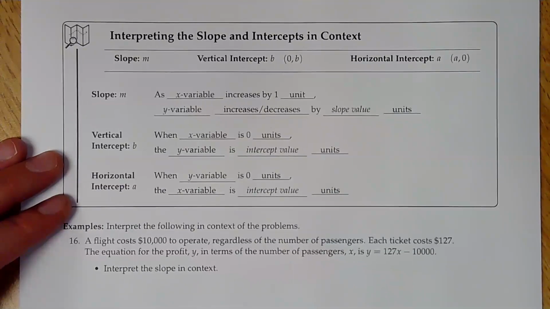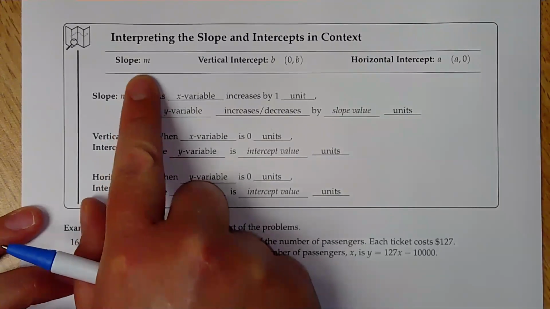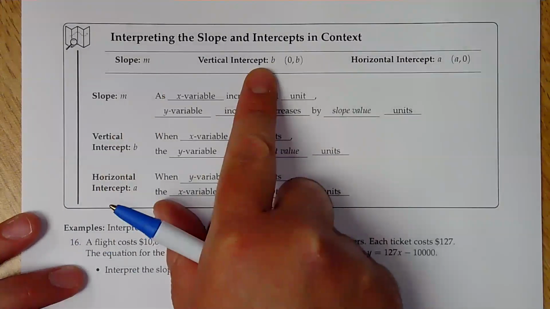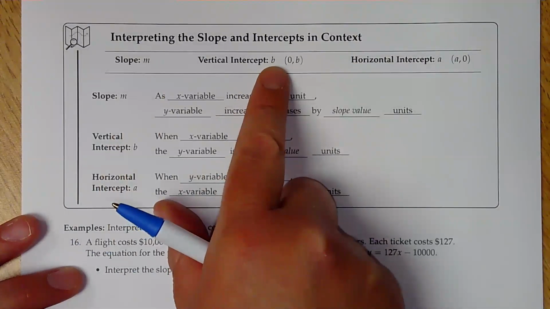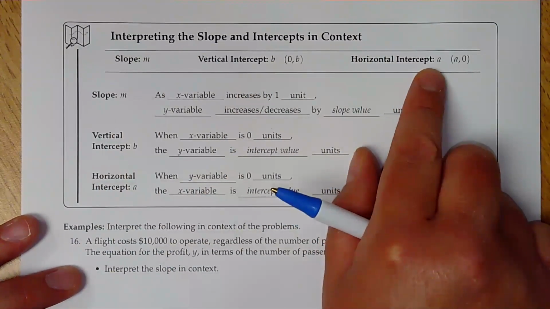All right, let's take a look at how to interpret the slope and the x and y intercept, the vertical and horizontal intercepts, in context of a word problem. So our slope is m. Our vertical intercept, that's our y-intercept, we're using the letter b. That's from that y equals mx plus b. And then I'm going to call our horizontal intercept a.